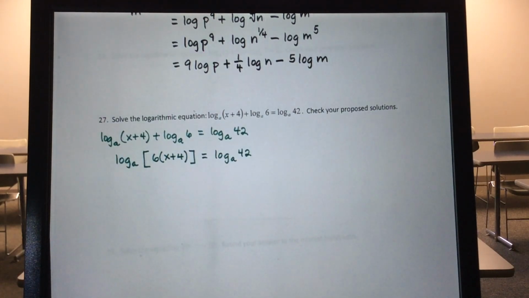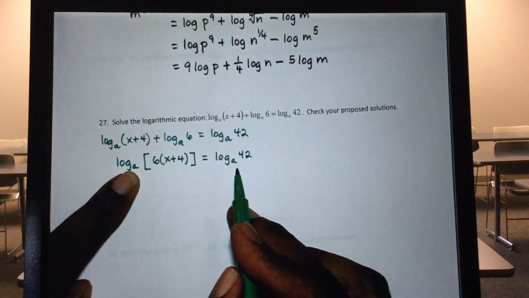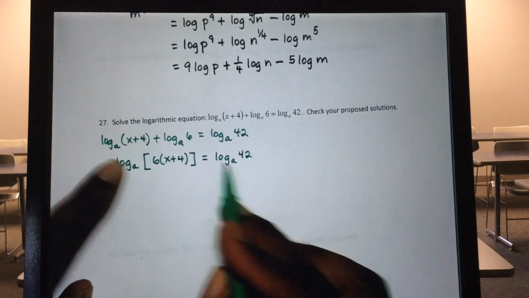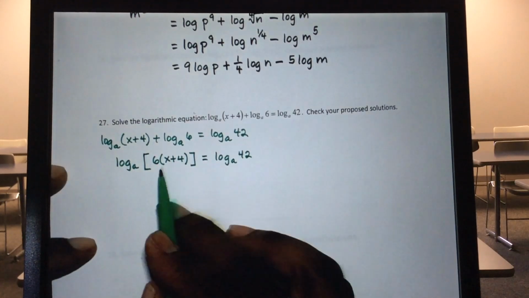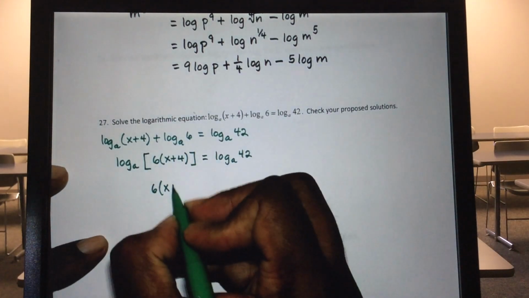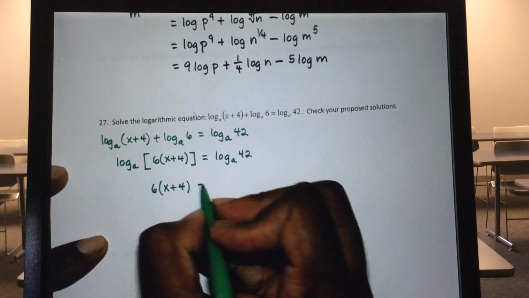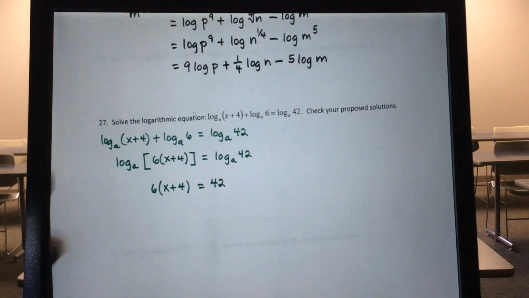Now this is where the one-to-one property comes in. Because I have log to the same base on both sides, log base a on both sides, that means by the one-to-one property, I can take this expression of 6 times the quantity x plus 4, set that equal to that numerical term right there, 42. So here I got the equation 6 times the quantity x plus 4 equal to 42.